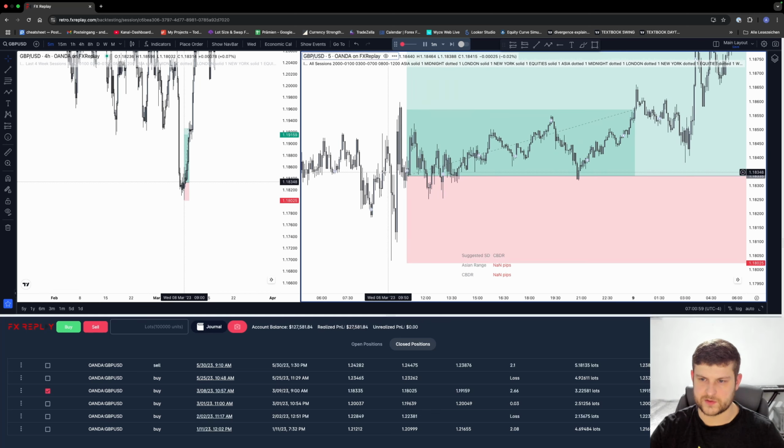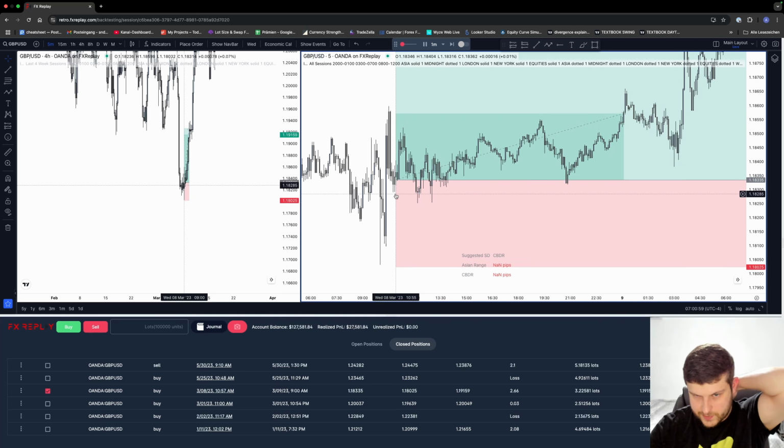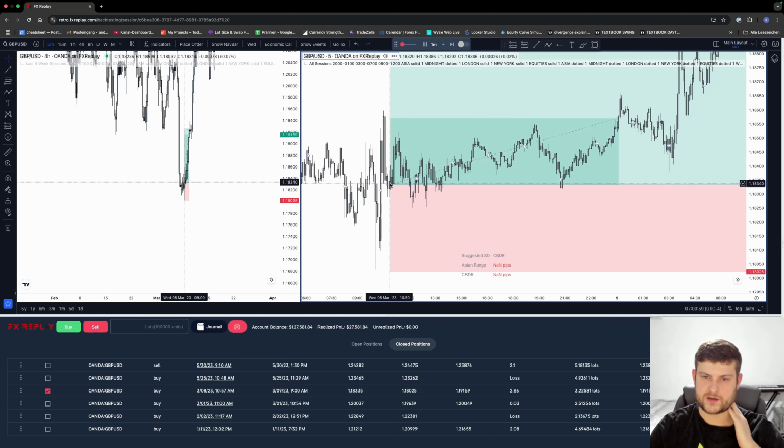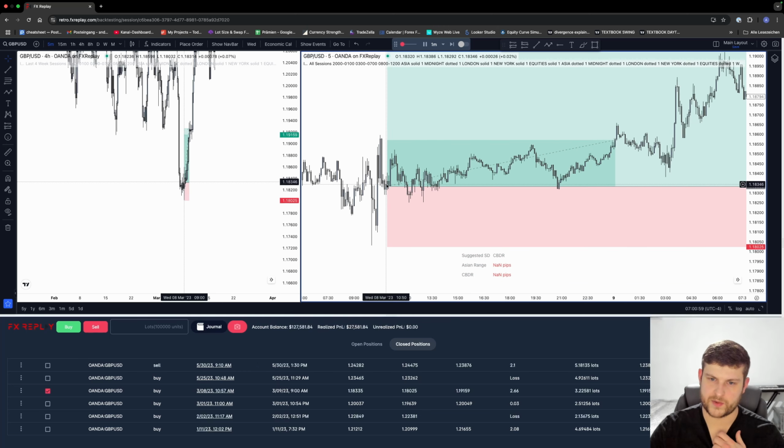But let's try to read into the details, okay? So we have the push out, I enter here, I see this again, I wait for a confirmation, we tap into the fair value gap, little rejection, little bullish candle, okay, I enter. At least it doesn't melt right through it, you know? This is obviously not the craziest confirmation in the world, but it's at least something.